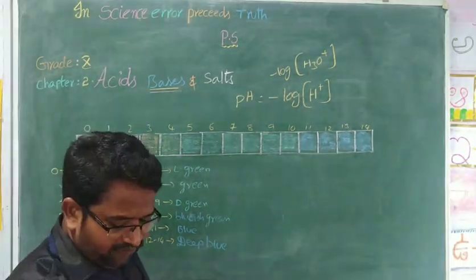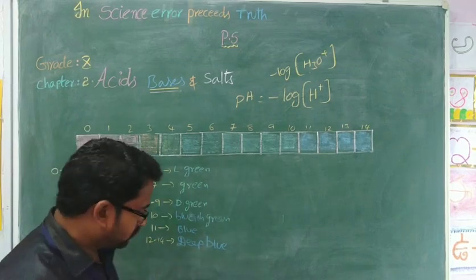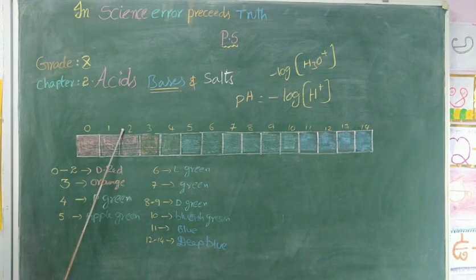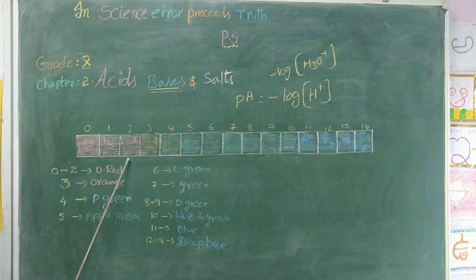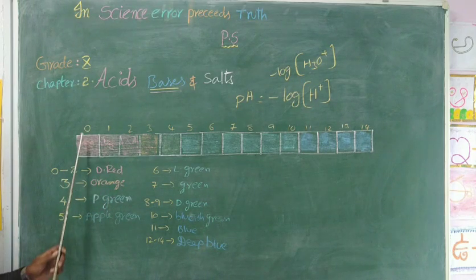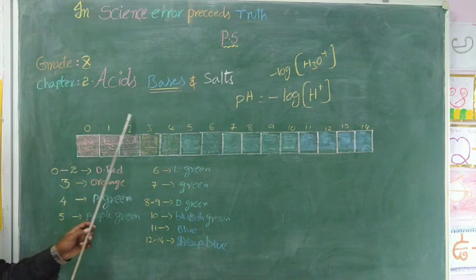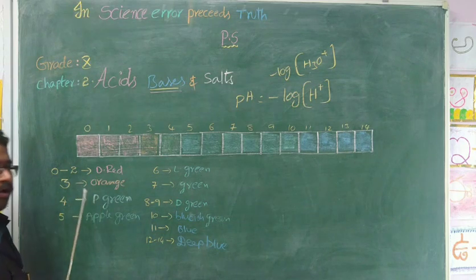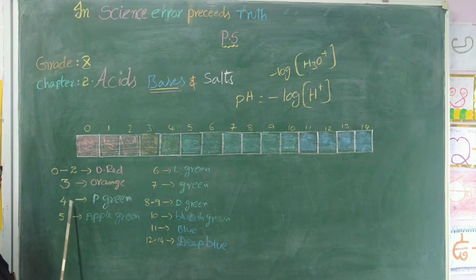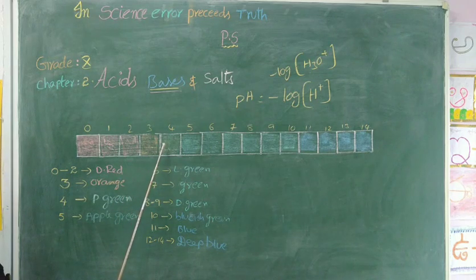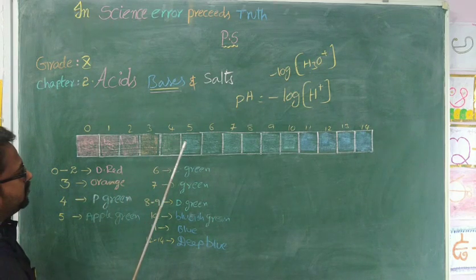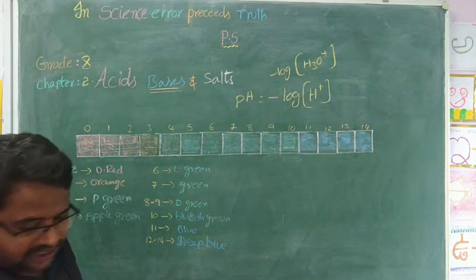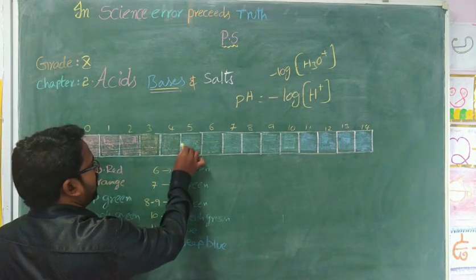Now let us see the range and of course the colors also. For pH 0 to 2, the color is deep red, which is dark red. The range of pH from 0 to 2 is dark red, meaning those are very strong acids. 3 means orange. 4 is parrot green. The 5th one is apple green, light green.